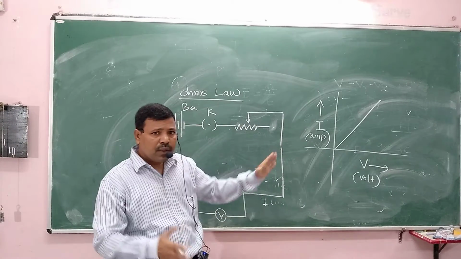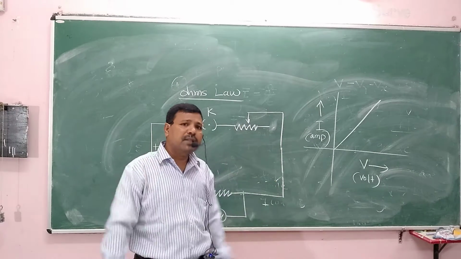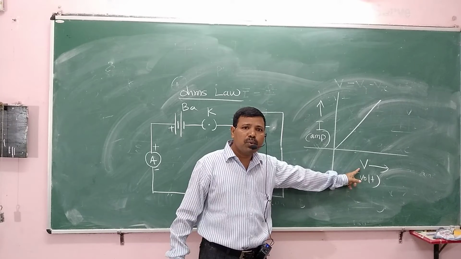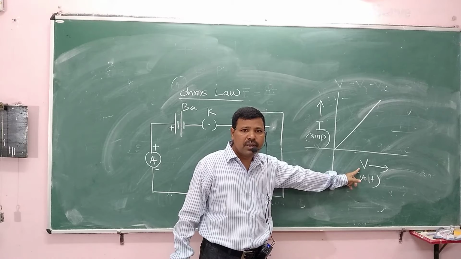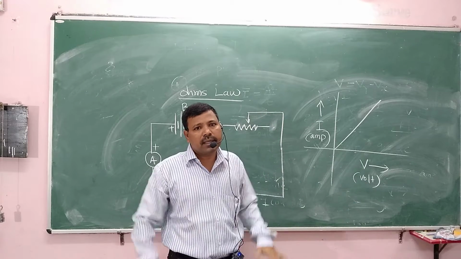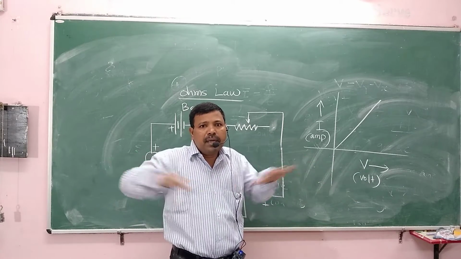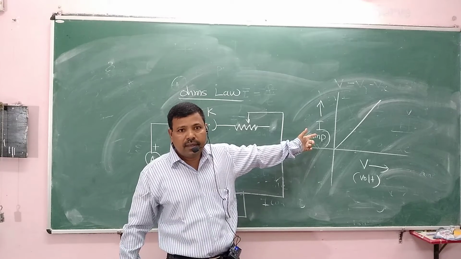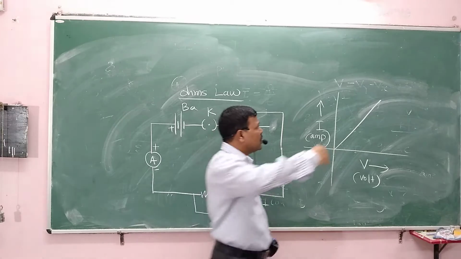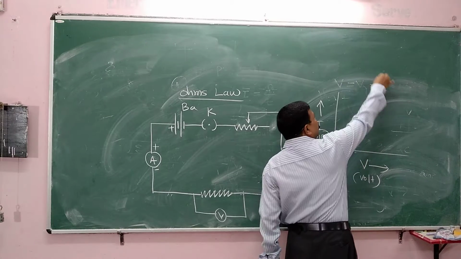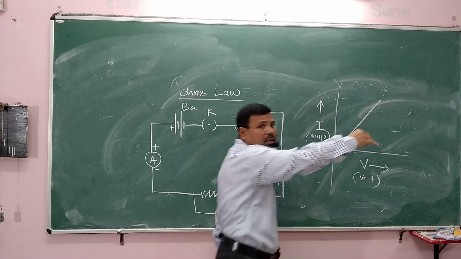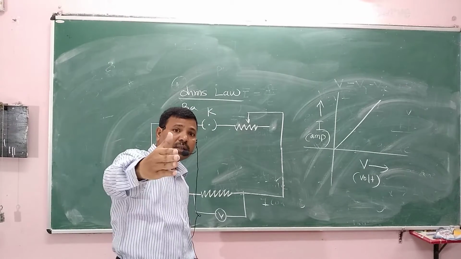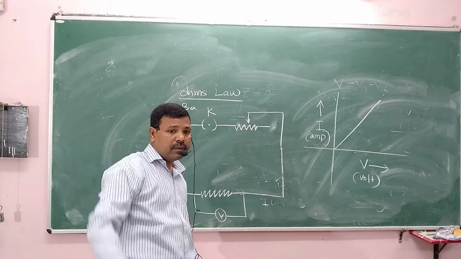So from this we can repeat the statement. Current flowing through a conductor is directly proportional to potential difference when the temperature of the conductor is constant. If the temperature of the conductor is changing, then V is not proportional to I. So at high temperature, this will not be a straight line. It takes a curve like this. It indicates that Ohm's law is not applicable for conductors at high temperature.